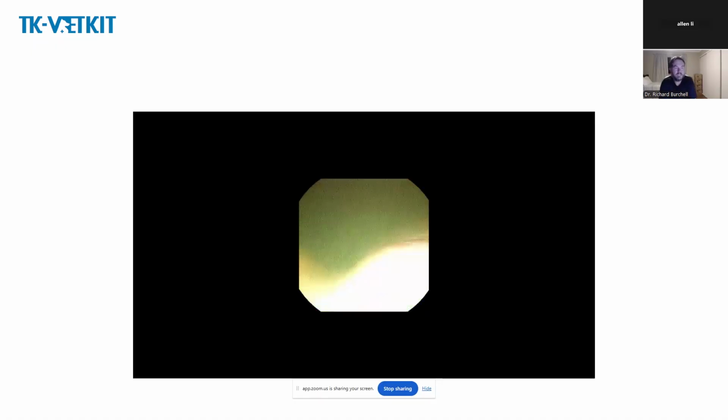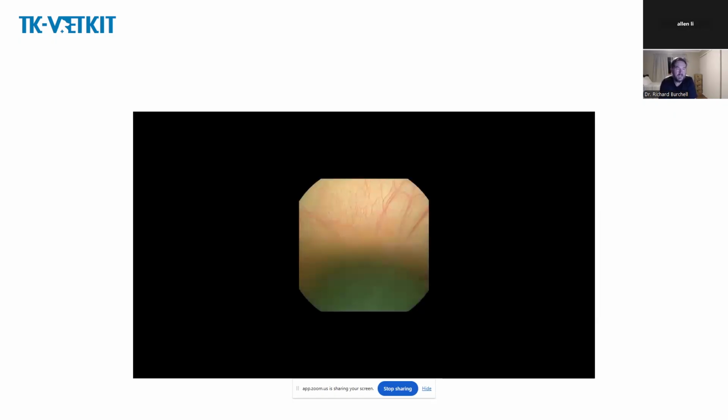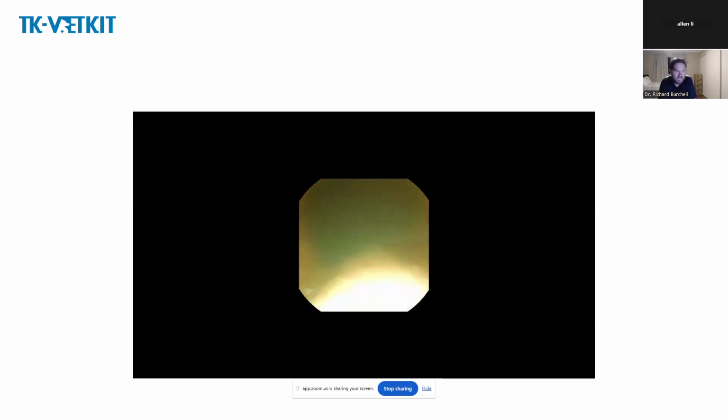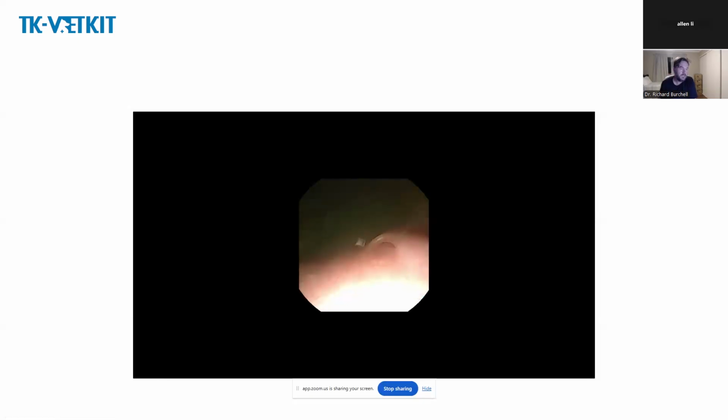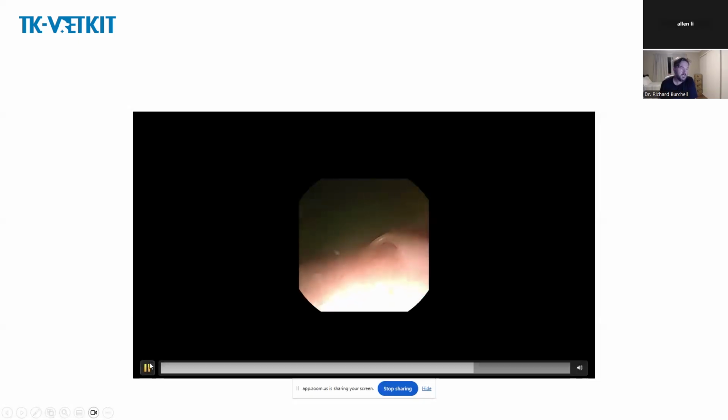Now, what I'll normally do at this point, depending on how cloudy the urine is, I'll often just completely drain the urine and fill the bladder with saline just to make it easier to see. But as you can see here, we've got our little urethral opening. So that's our urethral opening. So we've confirmed that the urethral opening is in the appropriate position.